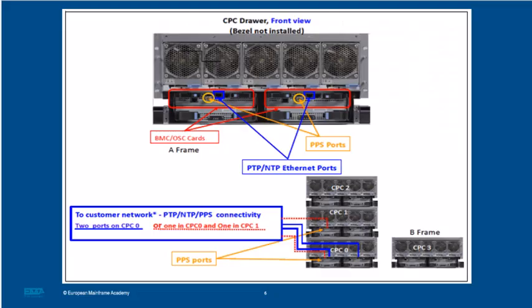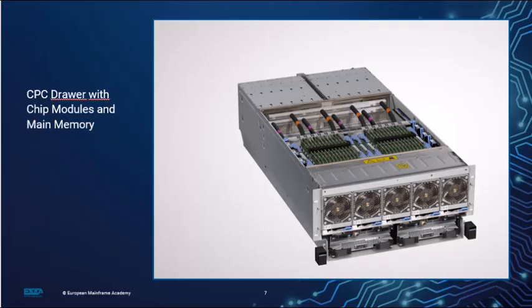So let's zoom in on those CEC drawers a little bit. There is the Baseboard Management Controller, BMC, and the oscillator card, OSC, which can be seen as the machine's central nervous system. We also have the power supplies for the processors. Then we see these CPC drawers. The A frame can hold 3, and the B frame can hold 1. These drawers are the heart of the system because they hold the processor chips and the mainframe memory DIMMs.